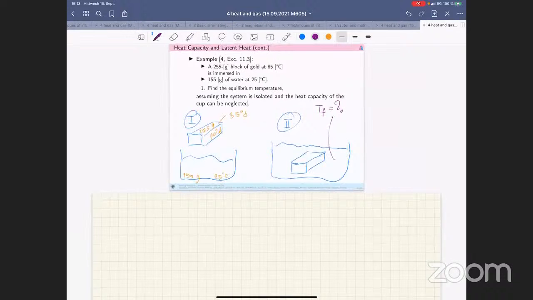Everybody would start from the law of energy conservation.